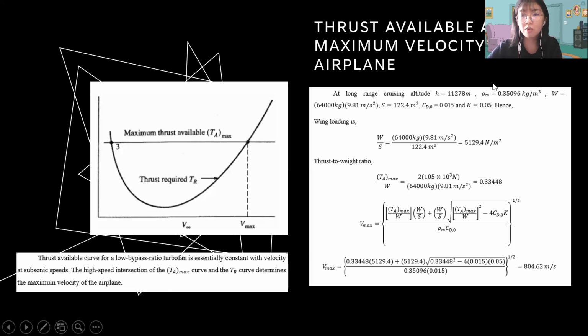Next is thrust available and maximum velocity of the airplane. The thrust available curve for a low bypass ratio turbofan is essentially constant with velocity at subsonic speed. The high speed intersection of the maximum thrust available curve and the thrust required curve determines the maximum velocity of the airplane. So the maximum velocity of our airplane at long range cruising altitude is around 800 meters per second.